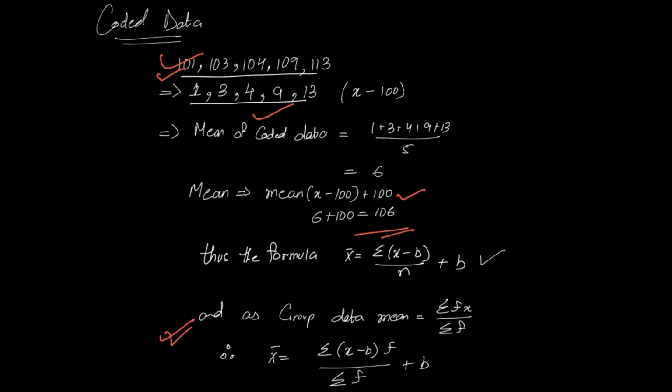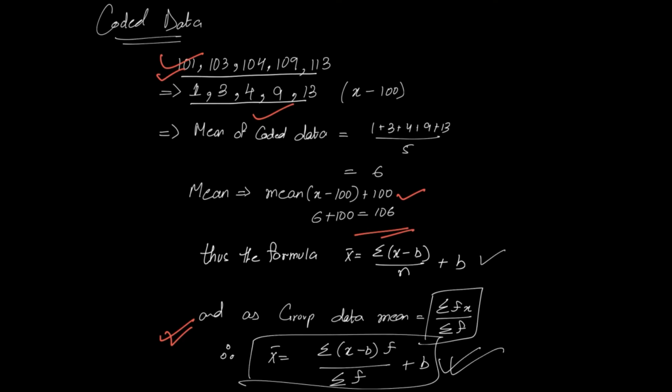Okay, so in the case of ungrouped data, we did this, but if we have grouped data, because in grouped data the mean is sum of fx upon sum of f, in that case we will use this formula in which we will multiply f with x minus b, with the sum of x minus b as well, and instead of n we will divide by the sum of all frequencies. So in grouped data we will use this formula.